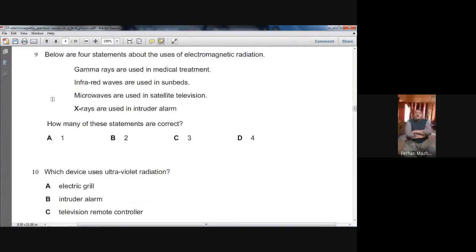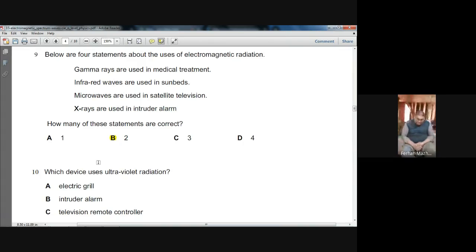Below are 4 statements about the uses of electromagnetic radiation. Gamma rays are used in medical treatment. That's true. Infrared waves are used in the sunbeds. That's wrong. Microwaves are used in satellite television. That is right. So 2 are right. X-rays are used in the intruder alarm. That's wrong. How many of these statements are correct? Only 2 statements are correct. Gamma rays are used in medical treatment, that is true, and microwaves are used in satellite television, that is true. So only 2 statements are right. So the choice is B.